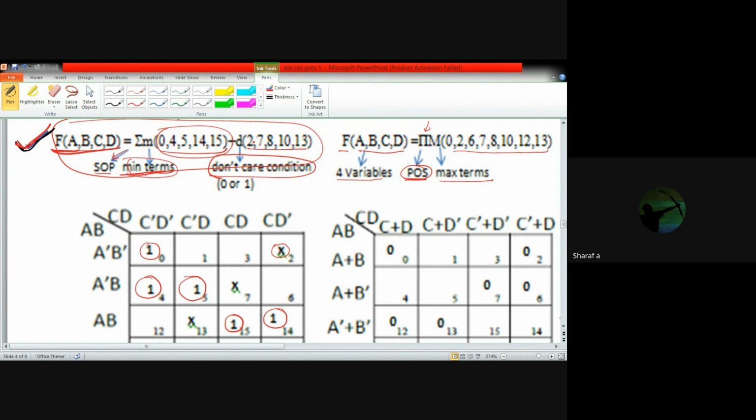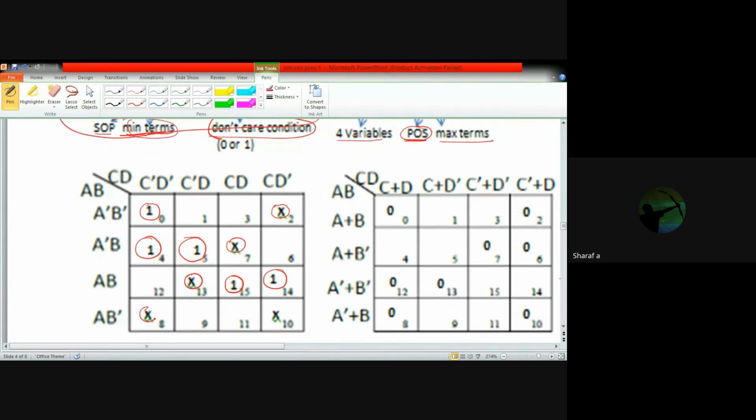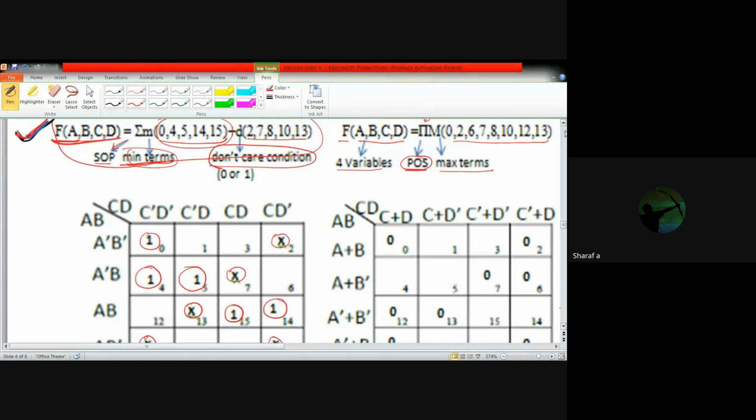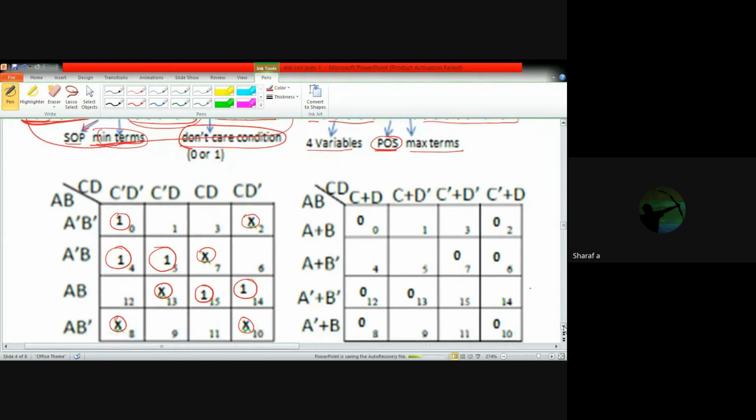So in these addresses, you put don't care. 2, 7, you have cross. Then 8 you have cross. So all those don't care addresses, wherever it is given D of that address, you give a cross, which means these cells have the don't care condition. You can either take them as 0 or 1.